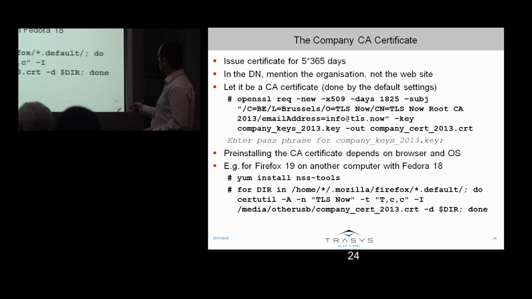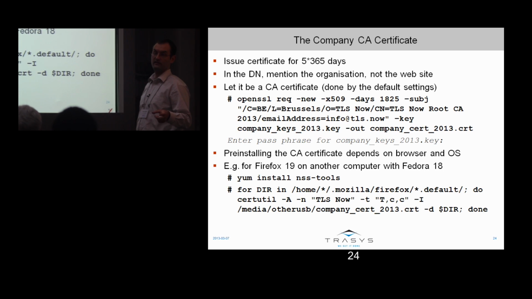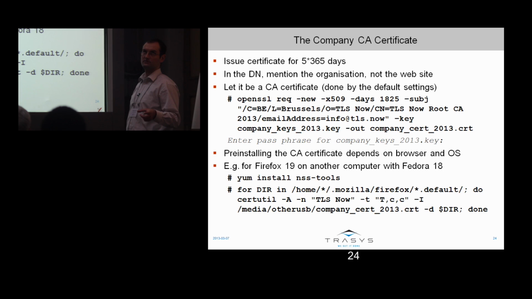I need to use this command certutil, which comes in the NSS tools package. I install it on a system, and I'm going to scan all the user home directories. I hope that's where they are. In all the home directories, I'm going to look for .mozilla/firefox, and then a subdirectory named whatever .default, because that's where Firefox stores its user profiles, and it's in the user profile that I found out a way to add a certificate to the trusted ones.